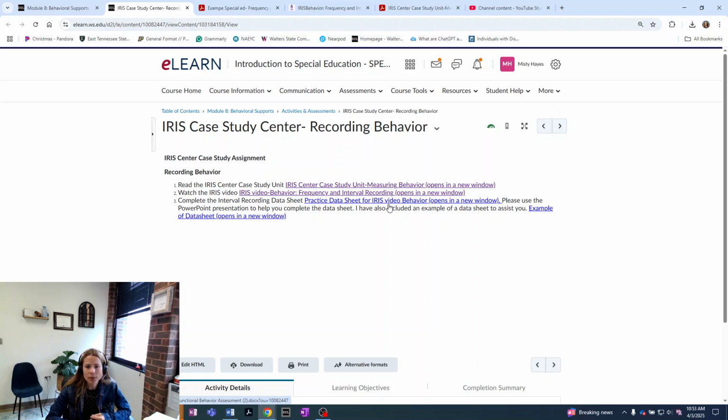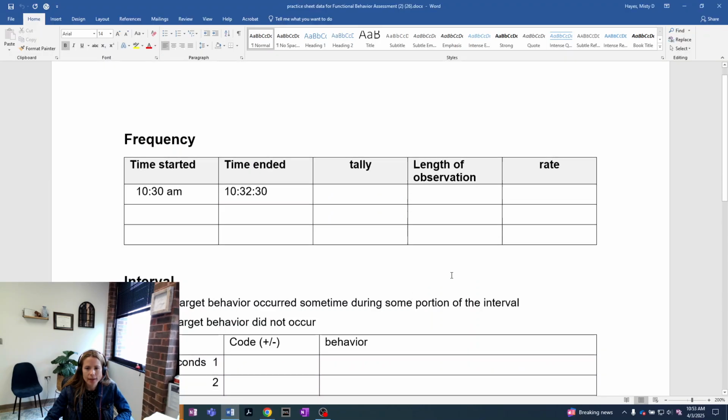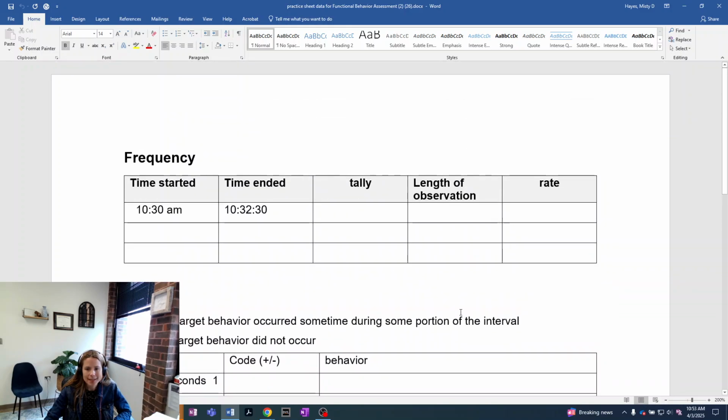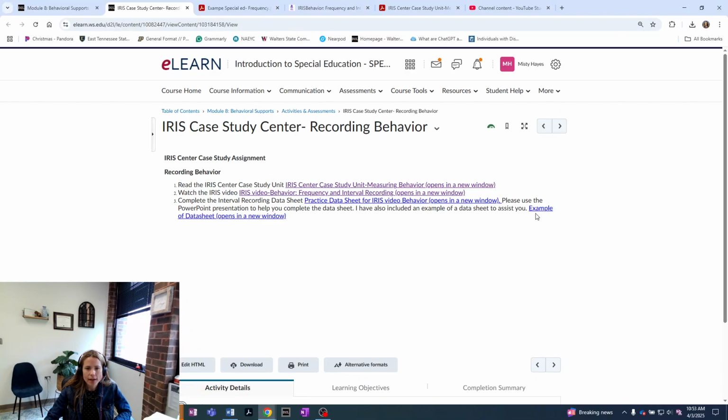So as I mentioned, it is a practice sheet, but I still want to see what you've come up with. So you are going to complete the data sheet, which I have the link here for you. Okay, this is your data sheet. The other one was an example, so you can get an idea of what I'm looking for and how to do it. So once you do that, you are going to submit it to Dropbox along with your IRIS module assessment questions. I will give you feedback on it, but I'm not going to connect it to your grade. Your grade will come from the IRIS module assessment, but this is just the practice, and I do want to see that you're using it.